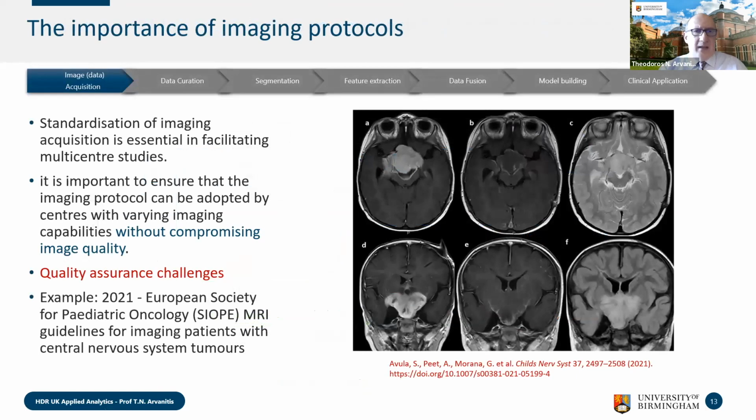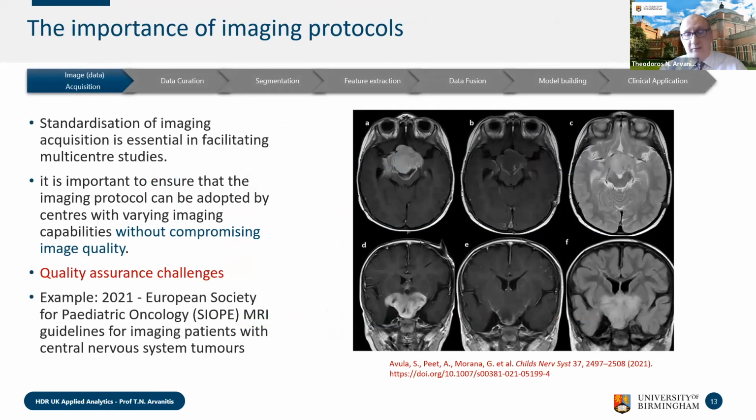It is very important that we achieve this approach of collecting data by using multi-center studies. Why I'm saying that is because especially childhood brain tumors are almost a rare disease.